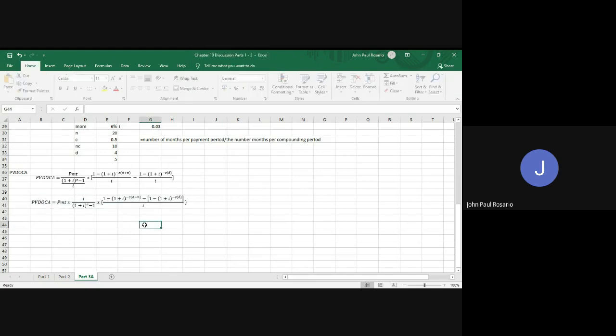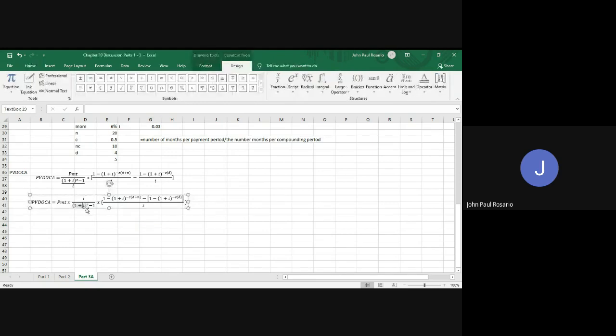Now, after this, is there still a way that we can simplify this? Yes, there is still a way. So how do we do that? Okay, let's go further down.